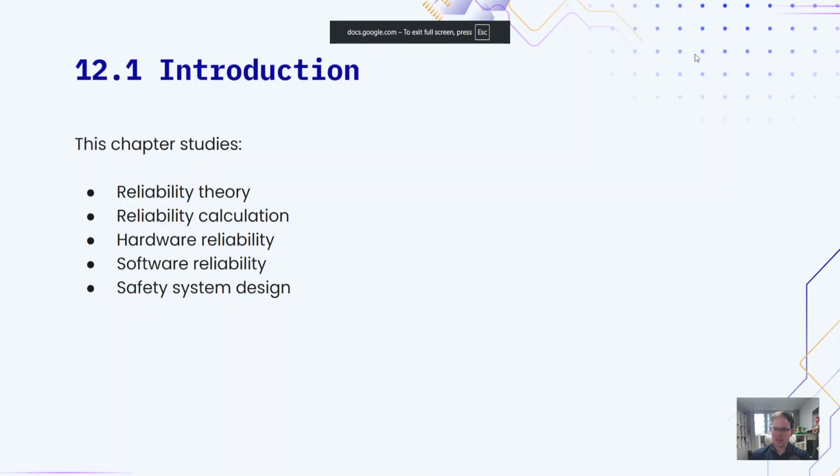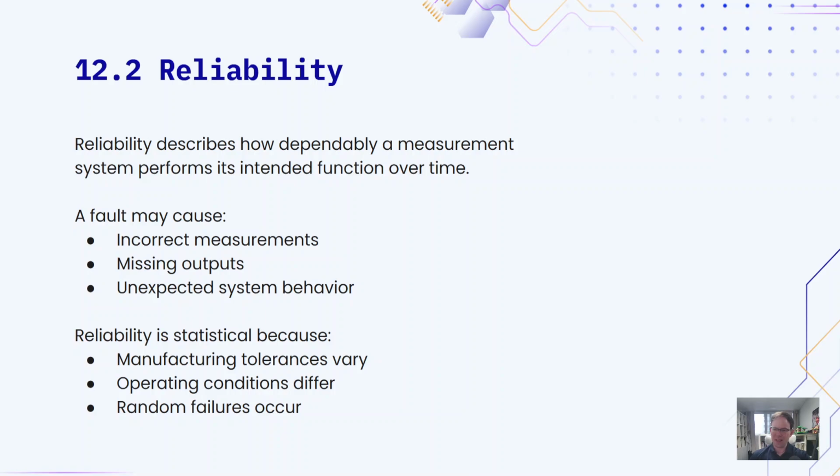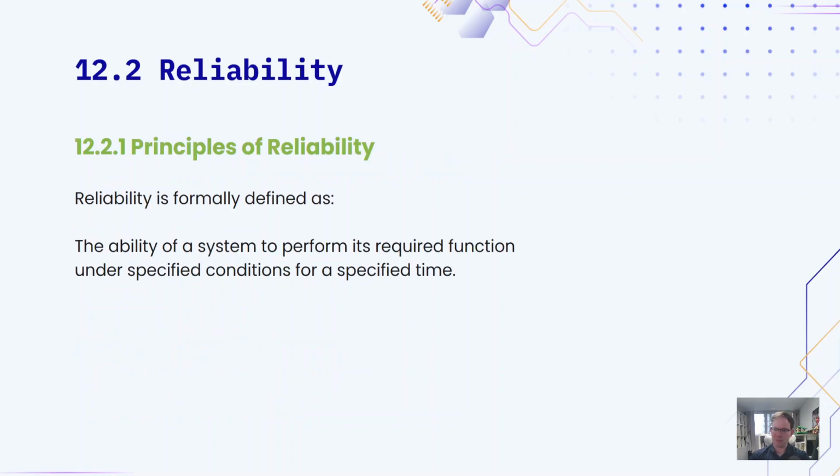Okay. So this chapter studies reliability theory, reliability calculation, hardware and software reliability, and safety system design. Reliability means how dependably a measurement system performs its intended function over time. If it has problems or faults, it may result in incorrect measures, missing outputs, or unexpected system behavior. So reliability is statistical. We can measure it statistically because manufacturing tolerances vary, operating conditions differ, and random failures occur.